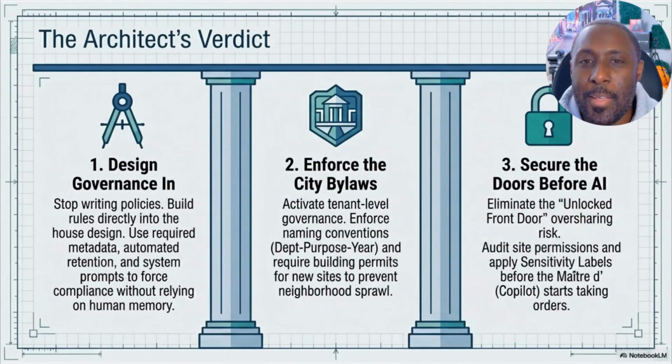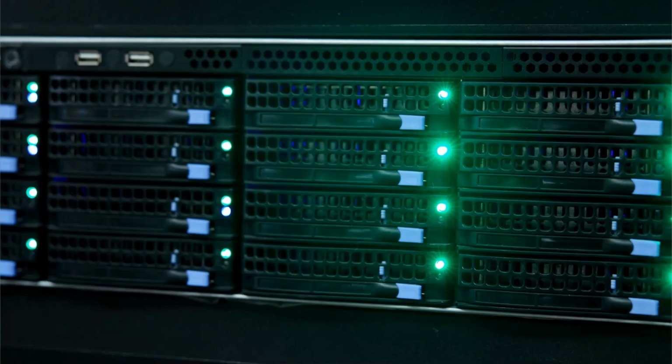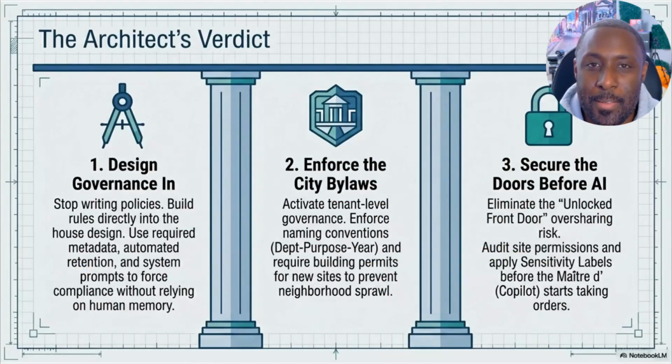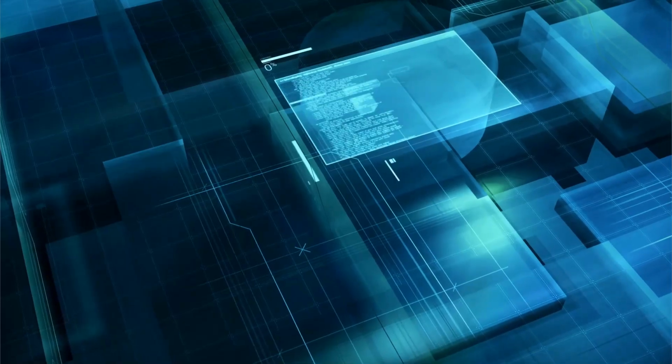Here's the architect's verdict. Governance must be designed, not documented. It must be enforced, not hoped for. And it must be secured at every layer, from the tenant down to the document. When you build governance into the architecture of your environment, you don't just reduce risk. You unlock the full potential of Microsoft 365 for everyone in your organization.